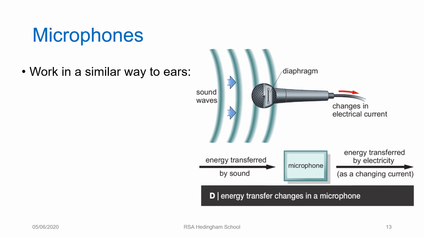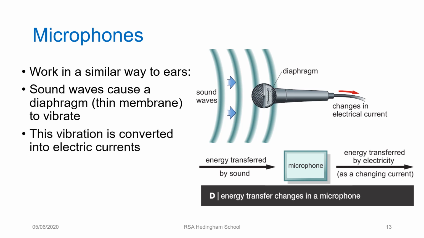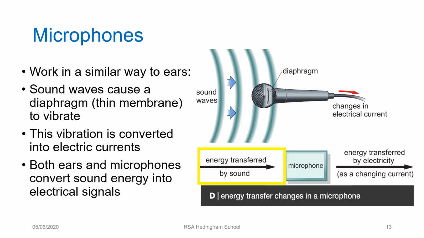Our second objective was to look at the way microphones work, and they work in many respects in a similar way to our ears. Sound waves cause a diaphragm, which is a thin membrane, to vibrate, and that's quite similar to the way our eardrum vibrates when sounds hit it. This vibration is then converted into electric currents in the microphone, and that goes off to be processed. In a similar way, the cochlea in our ears takes the vibration and changes it into an electric signal. So both ears and microphones convert sound energy into electrical signals.